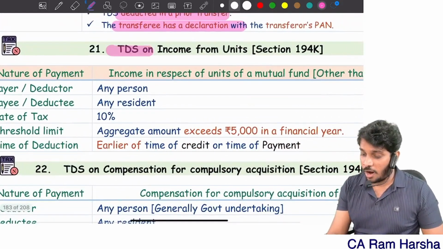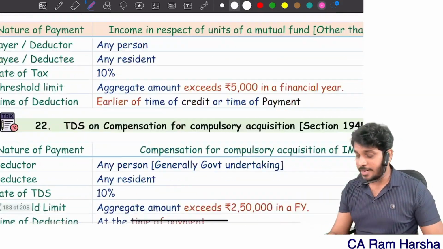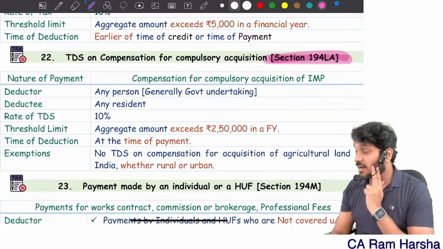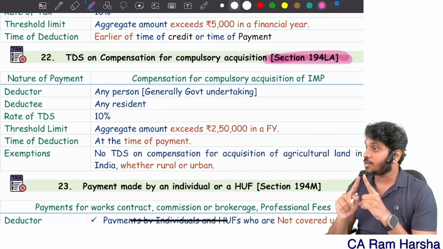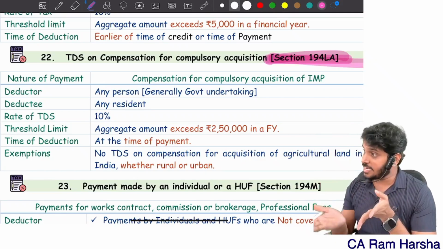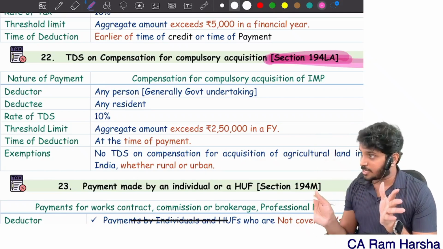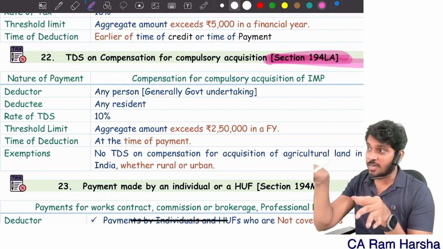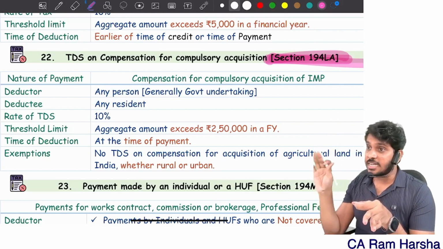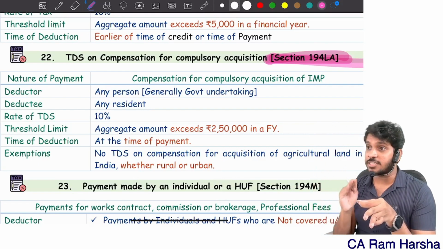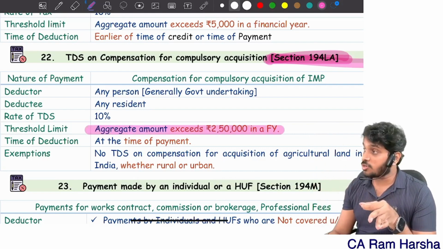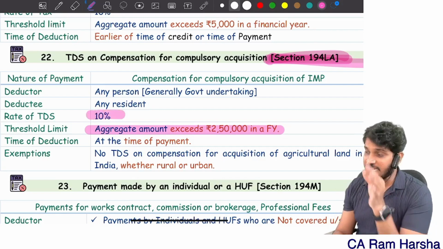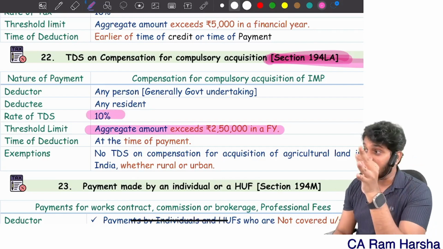That's it. 194J is over. 194K we already completed. Then 194LA, I should have discussed it along with 194IA itself. 194IA is what? Purchase of immovable property. 194LA is also purchase of immovable property. Both are purchases only. But in 194LA, we are purchasing under compulsory acquisition mode from the seller. The seller is not voluntarily selling, it is compulsory acquisition. And if the annual compensation we are paying crosses 2,50,000, then TDS will apply at 10%.